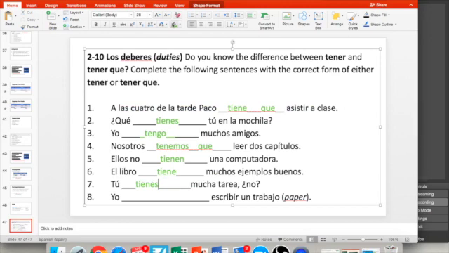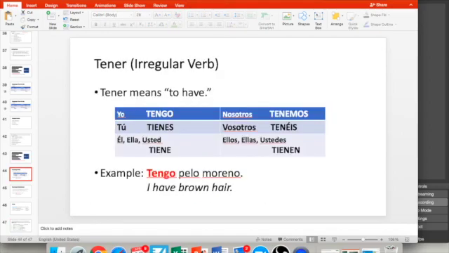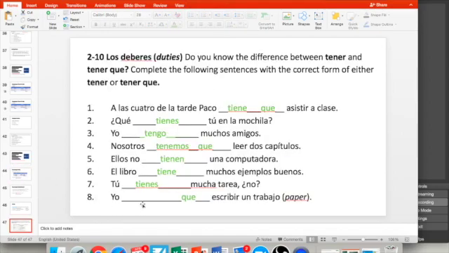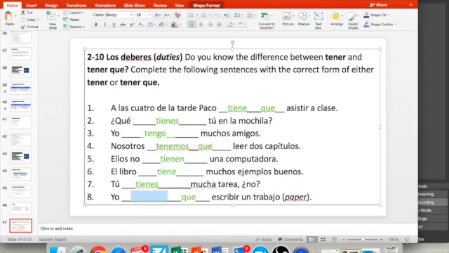And our last one, yo blank escribir un trabajo. So I have write a paper, or I have to write a paper. In this case, have to is your better option. So we're going to take tener que, you know that the que is used when you have to do something. To say that I have to, the yo form of tener should be tengo. So we're going to say that yo tengo que escribir un trabajo. I have to write a paper.